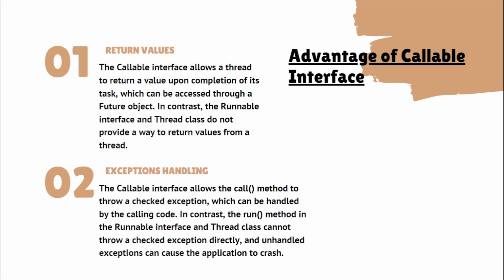Exception handling. The Callable interface allows the call method to throw a checked exception, which can be handled by the calling code. We have seen that in the Runnable interface or the Thread class, we don't have any checked exception implementation. If something is going wrong, there is no way to check the error in our code. In contrast, the run method in the Runnable interface and Thread class cannot throw a checked exception directly, and an unhandled exception can cause the application to crash.